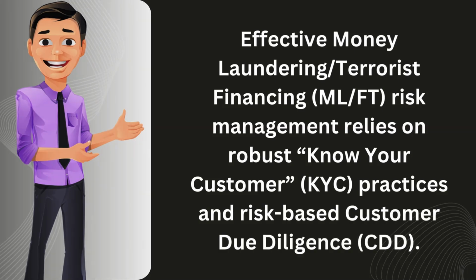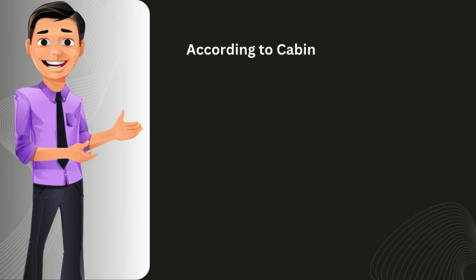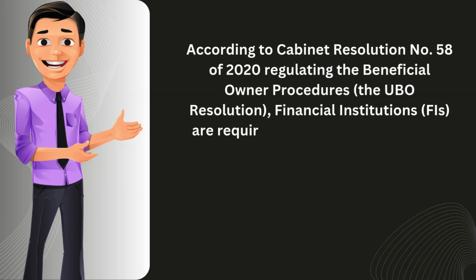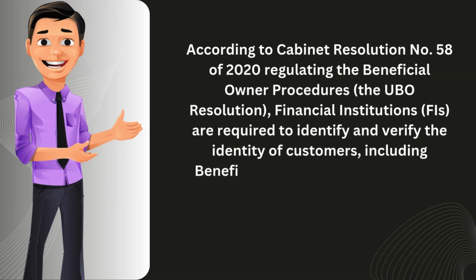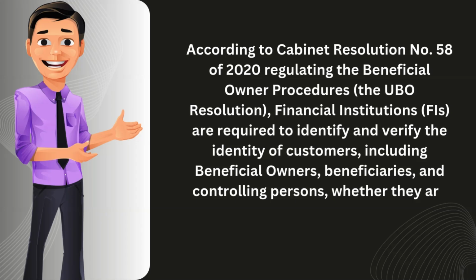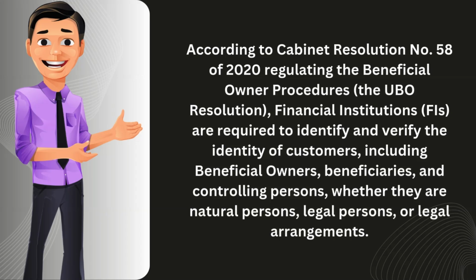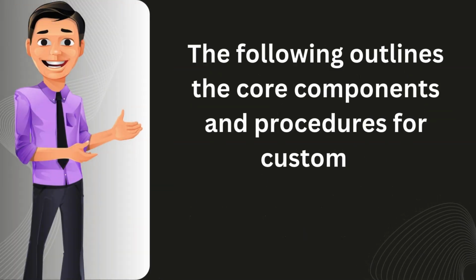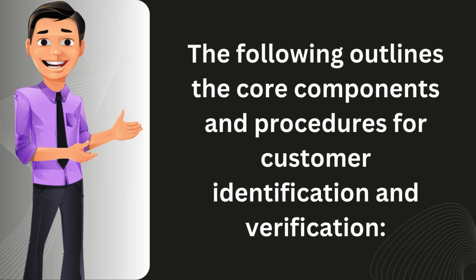diligence, CDD. According to Cabinet Resolution No. 58 of 2020 regulating the beneficial owner procedures, the UBO resolution, financial institutions, FIs, are required to identify and verify the identity of customers, including beneficial owners, beneficiaries, and controlling persons, whether they are natural persons, legal persons, or legal arrangements. The following outlines the core components and procedures for customer identification and verification.